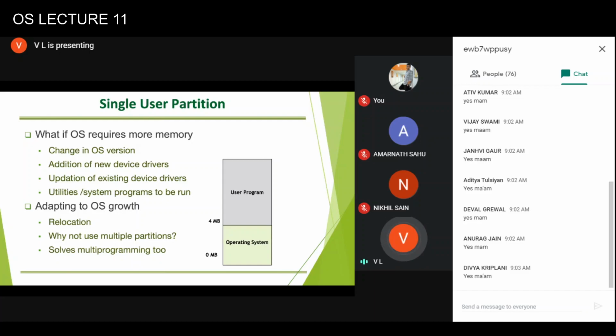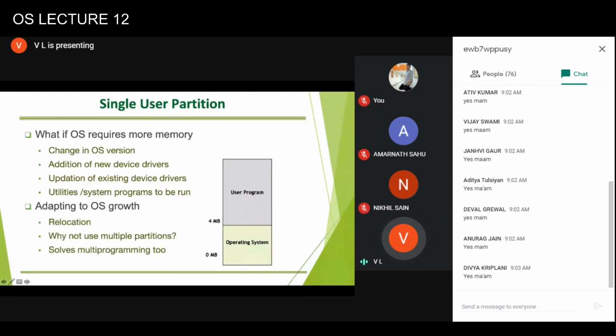So another problem would be that if you are assuming that the operating system is always occupying the addresses from 0 MB to 4 MB, then the user program can start from 4 MB onwards. So the compiler can start allocating addresses to the user program starting from 4 MB. But the problem is that the operating system itself can grow because of the change in OS version. So different utilities, different functions may be added, or some of the functions may be modified. There could be new device drivers added, or some of the existing device drivers can be updated. So naturally, the operating system can also grow.